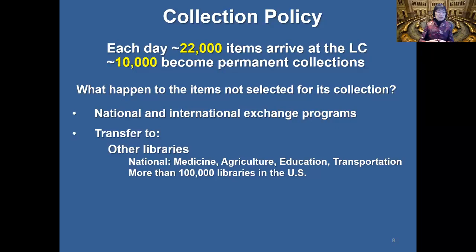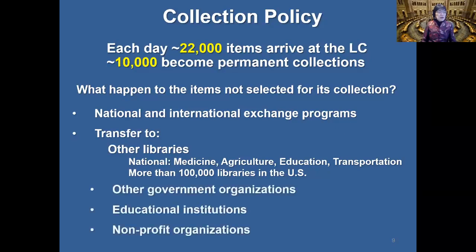And then there are more than 100,000 local libraries in the United States. So if they think there are any books they might not want to keep at their place, they will distribute them to those places. And then they will also give them to other government organizations, educational institutions like school libraries, or nonprofit organizations. So they don't just throw them away.